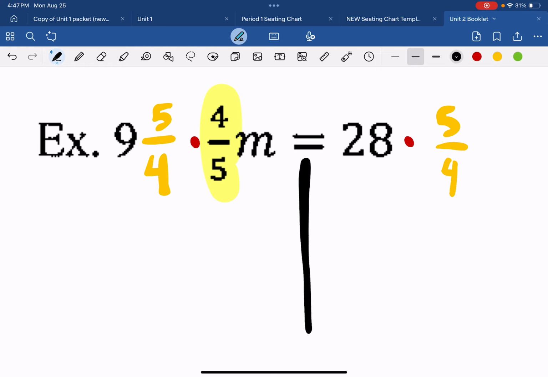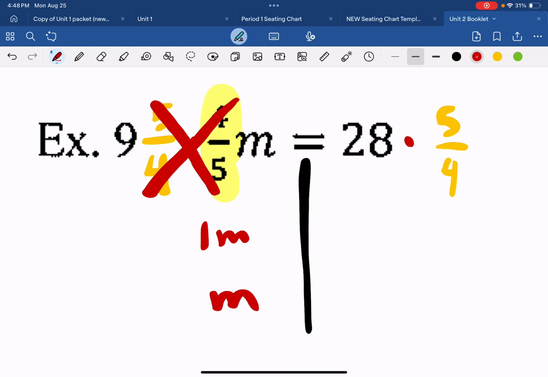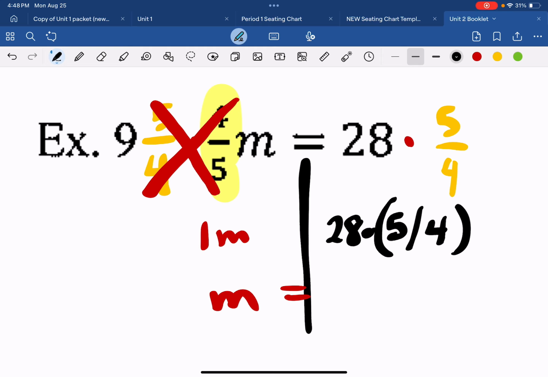Okay, so what happens here? Well, the 5's are diagonal from each other, so they cancel. And I'm left with a 1m, or technically an m. On the other side, you could either type this into your calculator by doing 28 divided by, times 5 divided by 4. Just make sure you put parentheses around that fraction or your calculator will do it wrong.